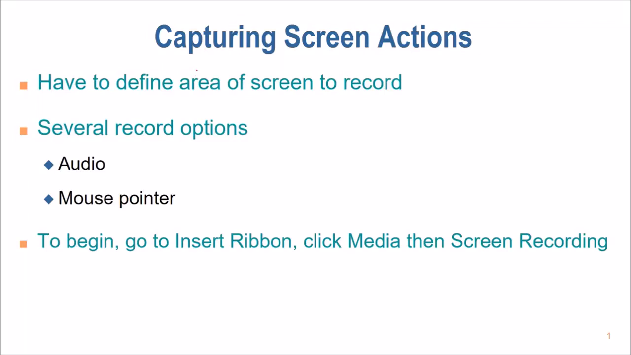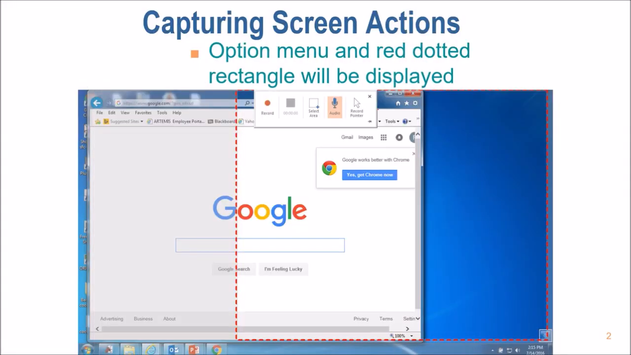In Microsoft PowerPoint, we can capture the screen actions. We have to define an area of screen to record. There are certain options, like you can record your audio and the mouse pointer. For that, you have to go to the ribbon, Insert, and then we'll see how we can start the screen recording. This is what you get when you press screen recording.